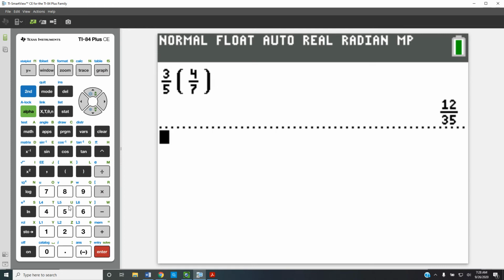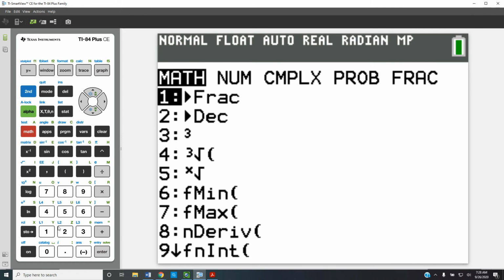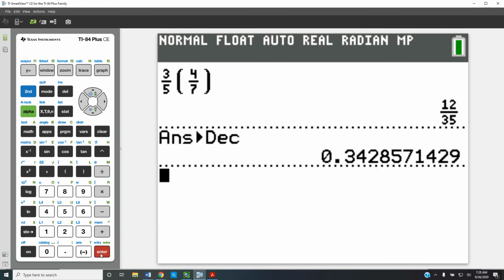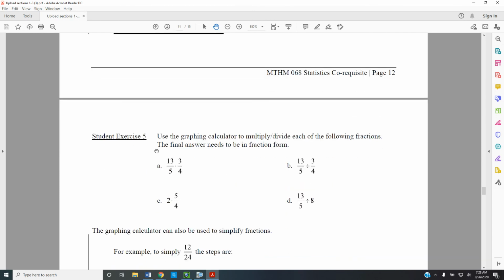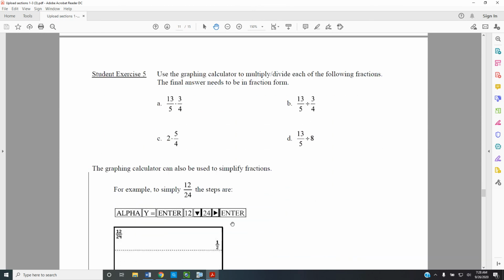Again, if I want this to be a decimal, remember the steps, say it. I can almost hear you. Math, number 2, there's my decimal, times 100, and there's my percentage. Student exercise number 5, I will leave for you.